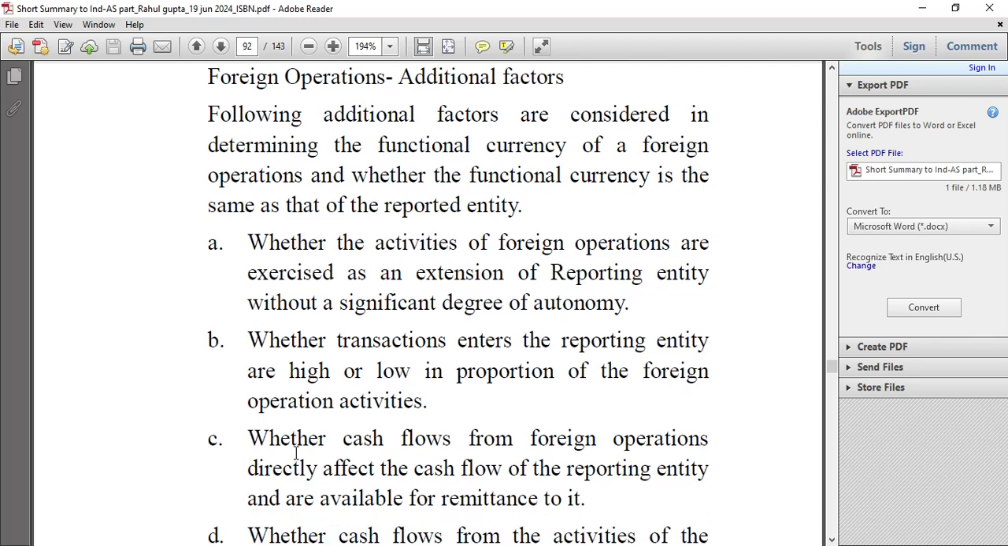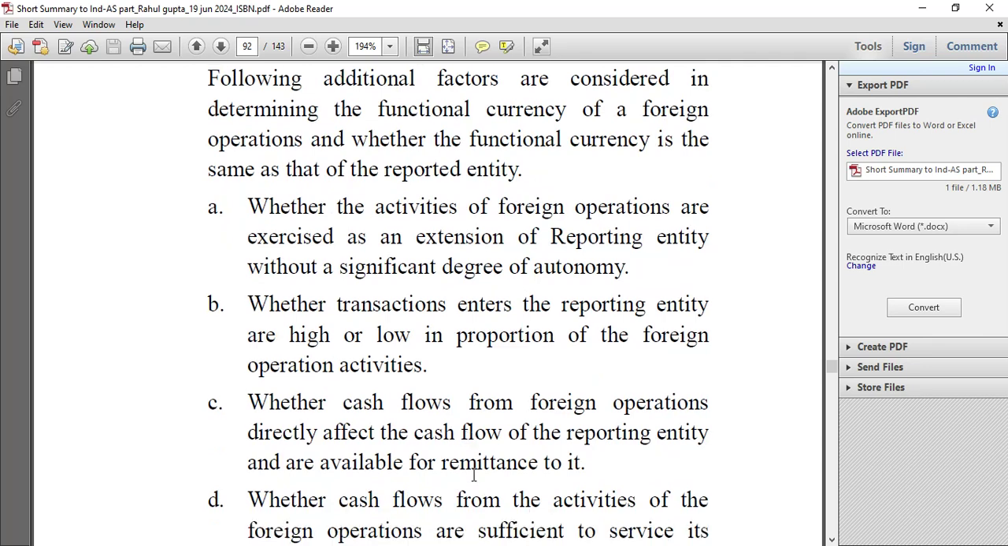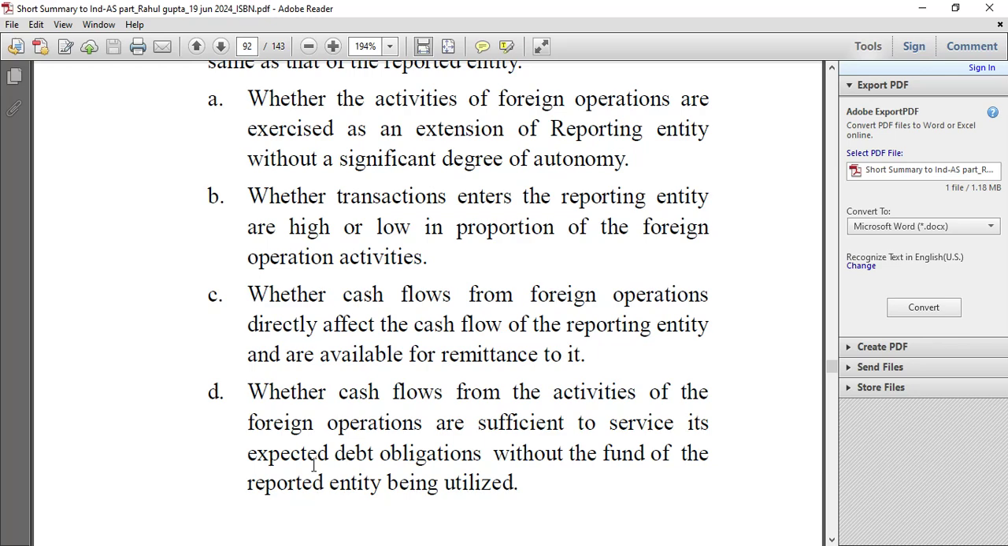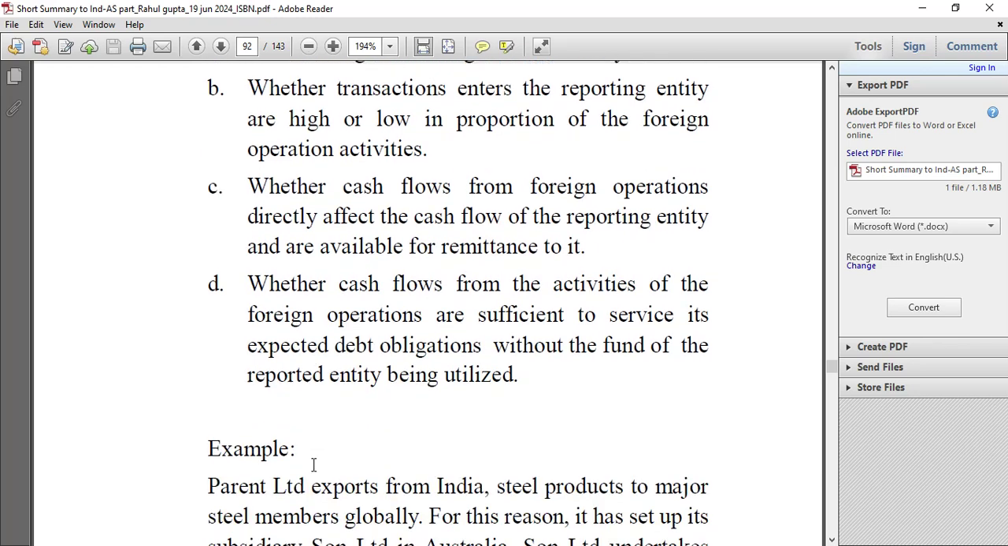Whether cash flow from the foreign operation directly affects the cash flow of the reporting entity and is available for remittance to it. Whether cash flows from the activities of the foreign operation are sufficient to service its expected debt obligations without the funds of the reporting entity being utilized.